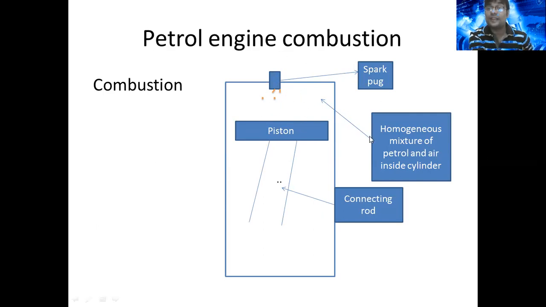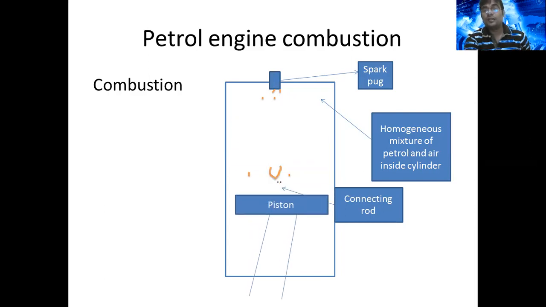See, here I have shown by the arrow, a homogeneous mixture of petrol and air is present inside the cylinder. The spark plug gives a spark that burns the homogeneous mixture of petrol and air inside the cylinder. The piston moves up, which compresses the homogeneous mixture of petrol and air, and then the spark plug gives a spark, which finally burns it. So this is what happens in the petrol engine. The spark plug is giving a spark, which is finally burning the mixture, and finally the piston is pushed downward.